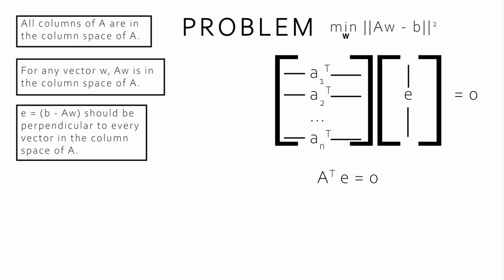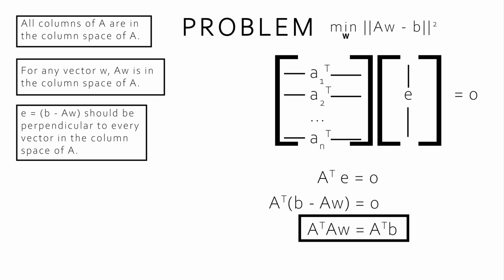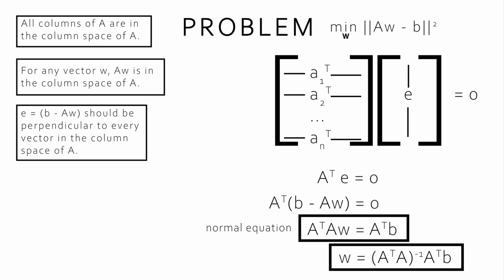Since A transpose E is equal to 0, we can substitute E equal to B minus AW in the equation. Rearranging the terms, we get A transpose AW equal to A transpose B. This equation in statistics is also known as the normal equation. This can be further simplified to say that W is equal to A transpose A, the whole inverse, A transpose B. This is the closed form solution to the ordinary least squares method.